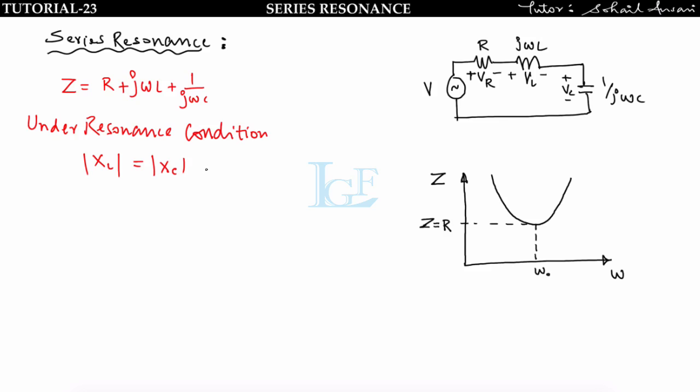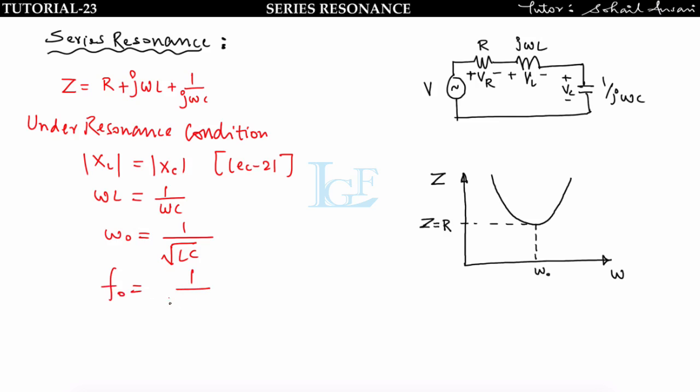I have already explained this in lecture number 21 when I explained the phasor diagram of RLC network. That means put XL, omega L, equal to 1 upon omega C. So finally you will get omega naught, the resonant frequency, equal to 1 upon under root LC in radian per second. So f naught will be 1 upon 2 pi under root LC. So under resonance condition, omega L is equal to 1 upon omega C.